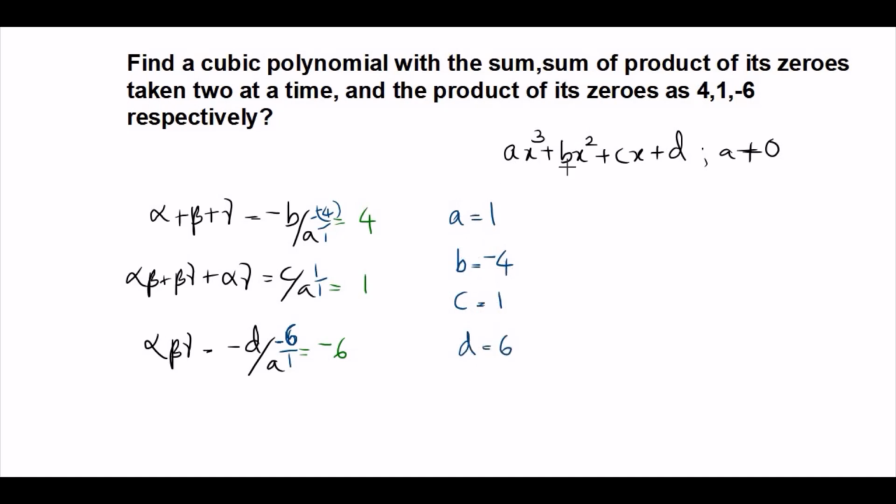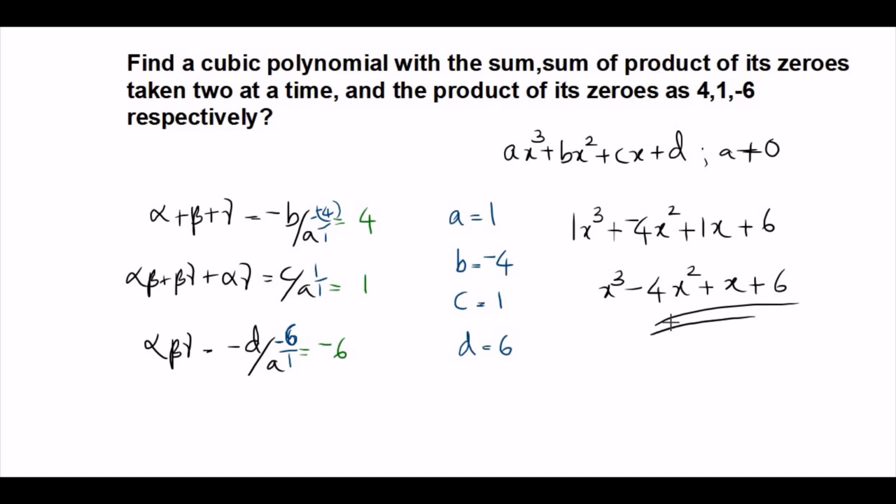Now you can just substitute these values so that you find the cubic polynomial. So here a is 1. So 1x cube plus b is minus 4, minus 4x square plus 1x plus 6. So our cubic polynomial is x cube minus 4x square plus x plus 6.